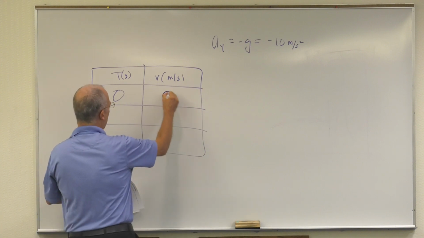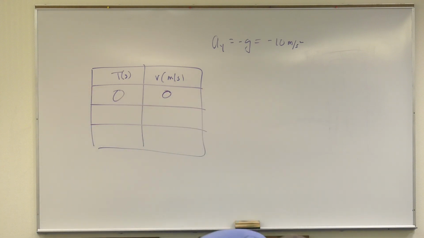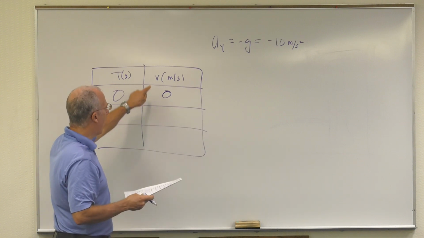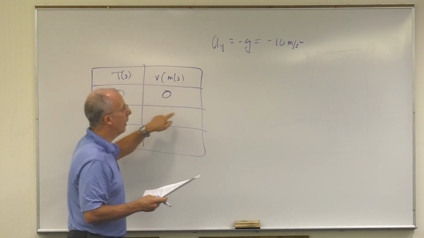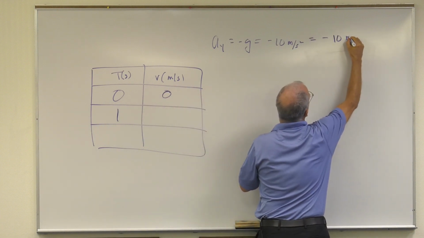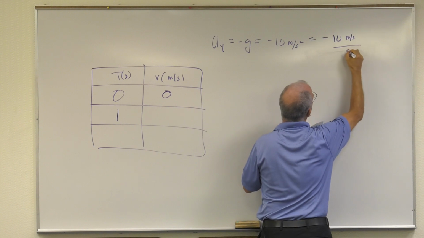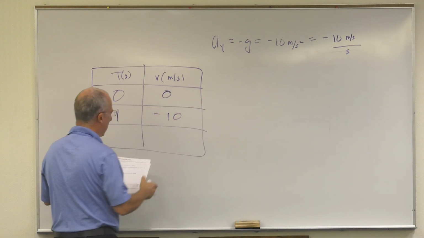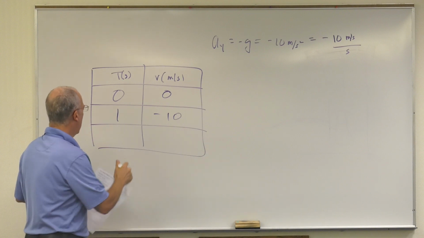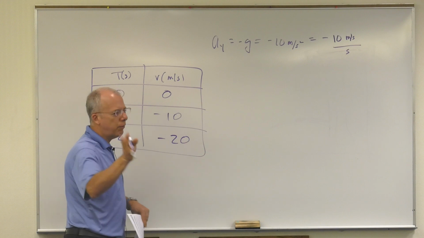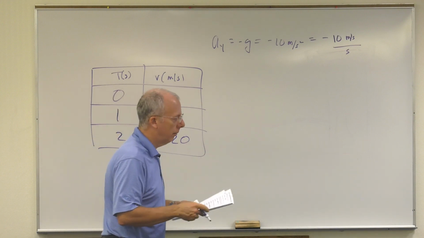So initially it's at rest. What is the velocity going to be 1 second later? Well, again, this means minus 10 meters per second per second. So the velocity is minus 10. What's it going to be 2 seconds later? Minus 20. You should be familiar with that from chapter 1 or 2.